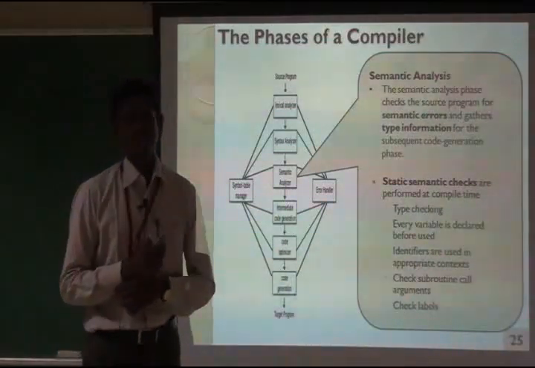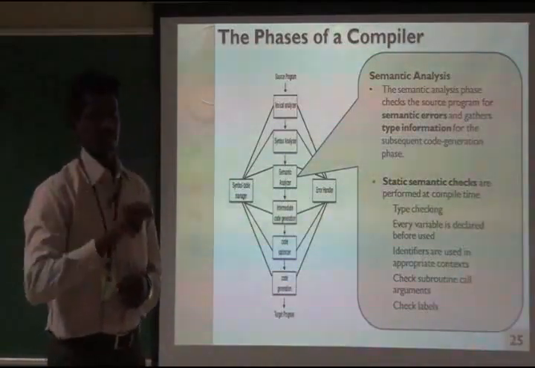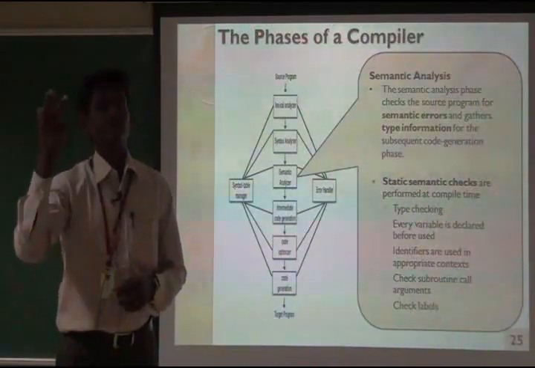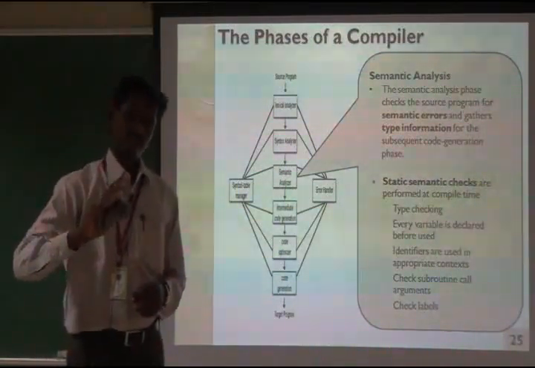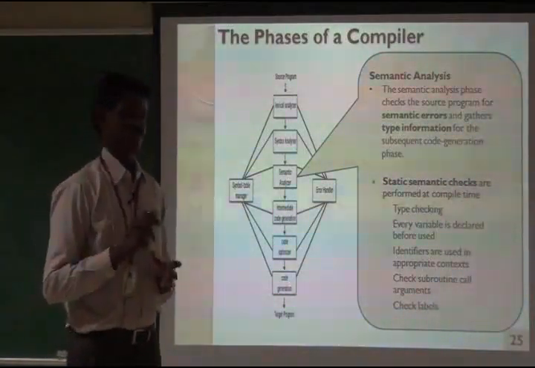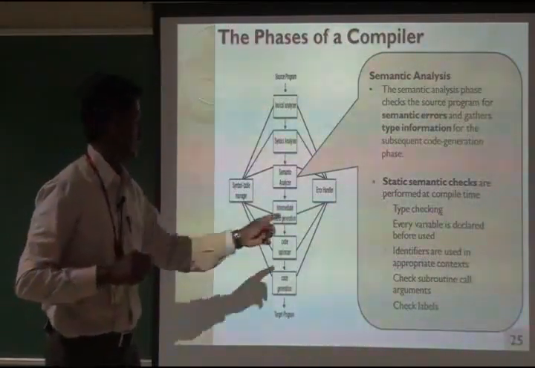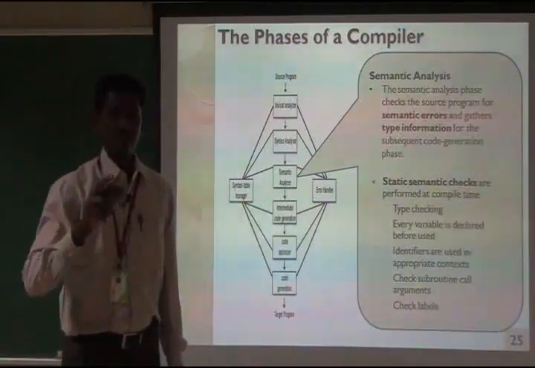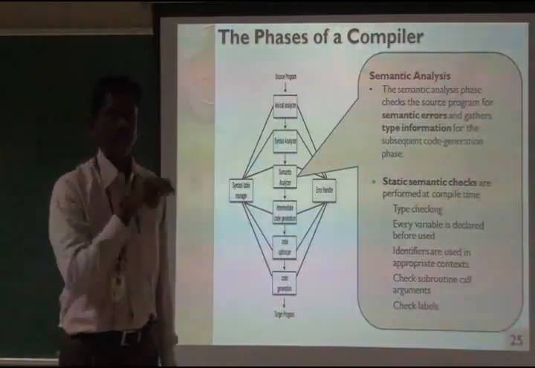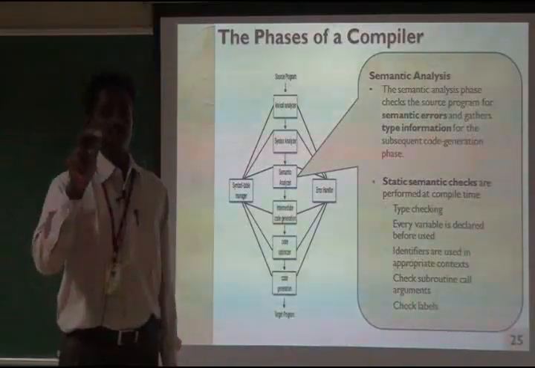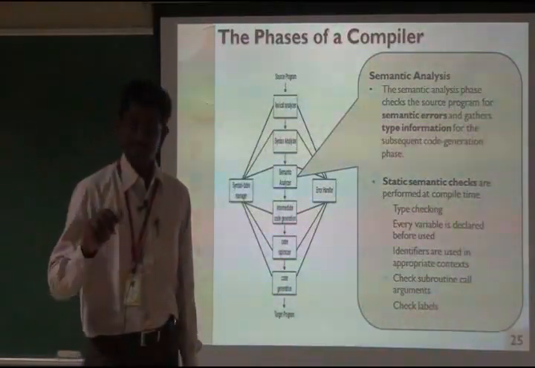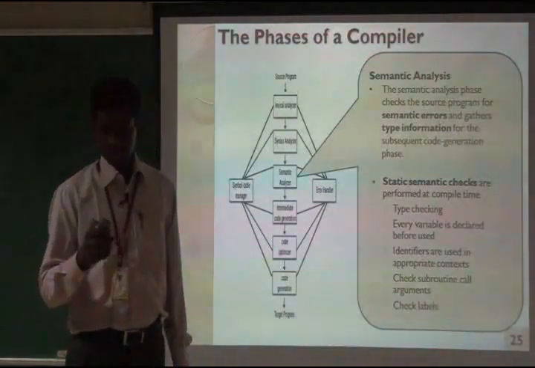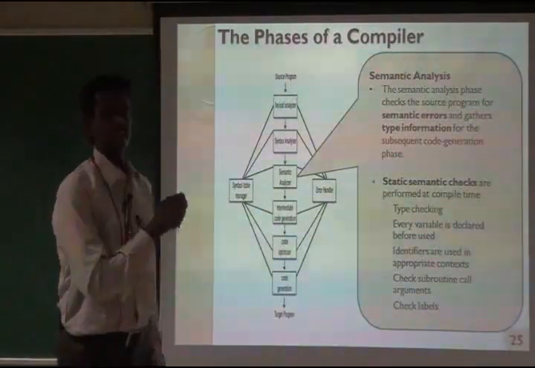Then check for subroutine call arguments. You are going to call one subroutine, that is, one function. For example, add, a function that adds two variables. If you pass 3 arguments, but you wrote the function for 2 arguments, is it possible? No, because your function can accept only 2 arguments. That is checked by the semantic analyzer. And check for labels. Suppose you apply a statement, go to XX. Here XX is the label that should be placed somewhere in your program. These things are checked by the semantic analyzer during compilation time. That's why it's called a static semantic check: whatever you do in compilation time.